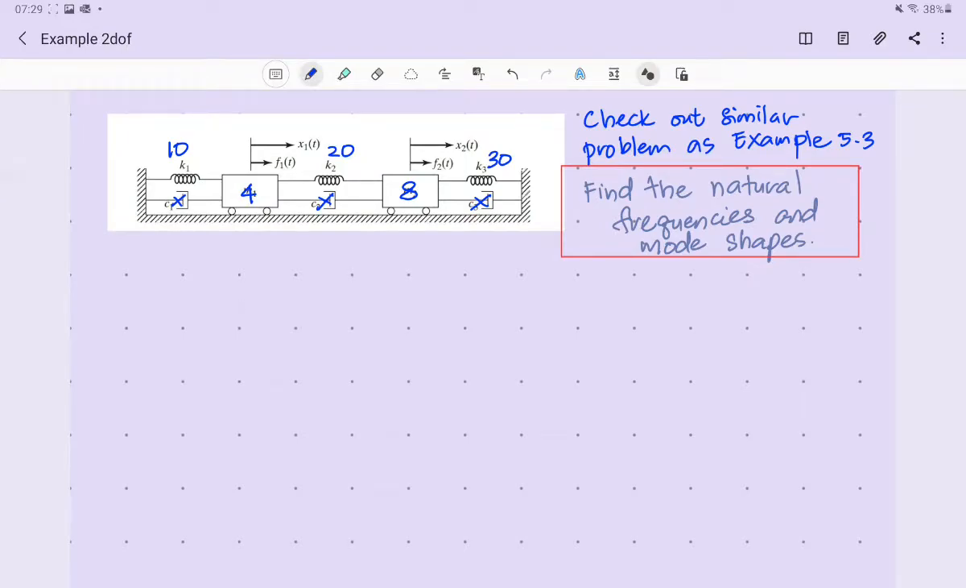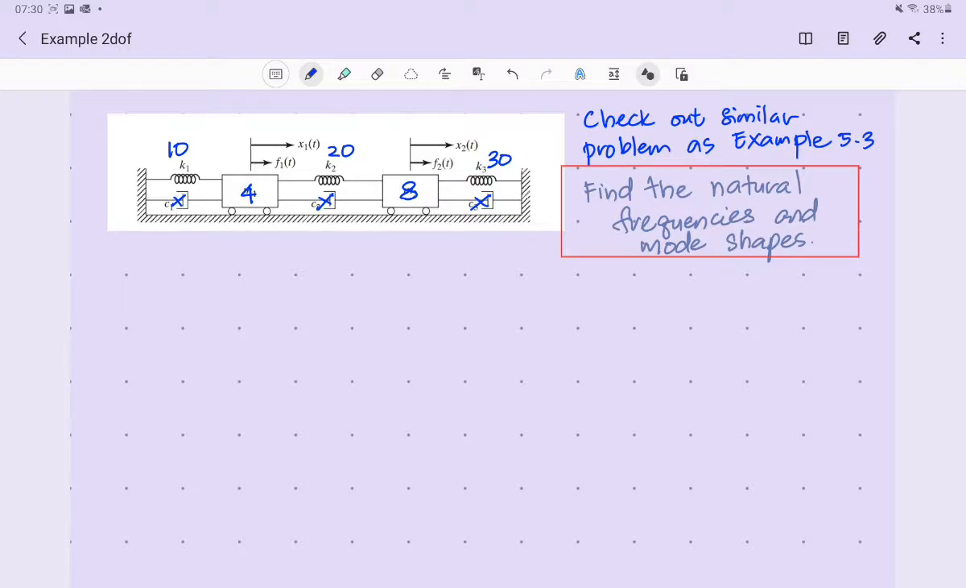Hi guys, so this one is an example on how to find the natural frequencies and mode shapes. So we have a quite similar setup here. We have M1 equals 4, M2 equals 8, and you have K1, K2 and K3 equal to 10, 20 and 30 respectively. We assume C1, C2 and C3 are zeros. So we would like to find natural frequencies and mode shapes.